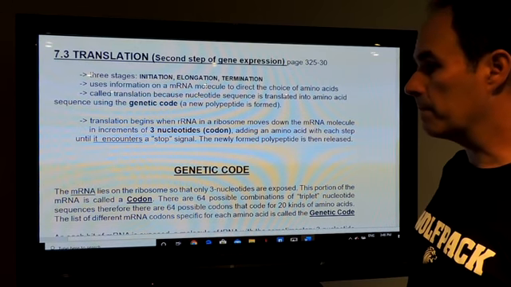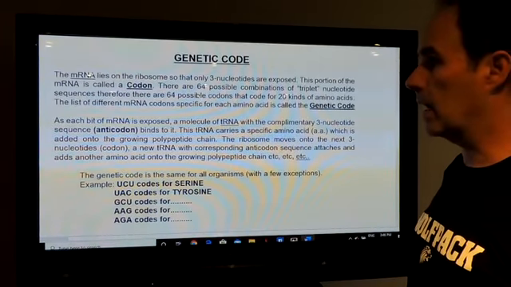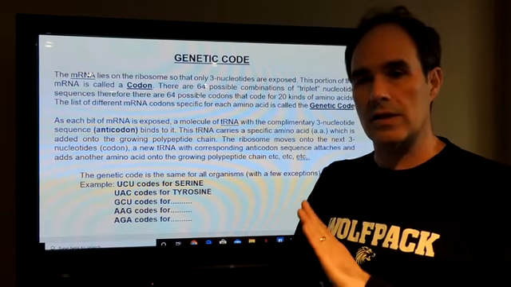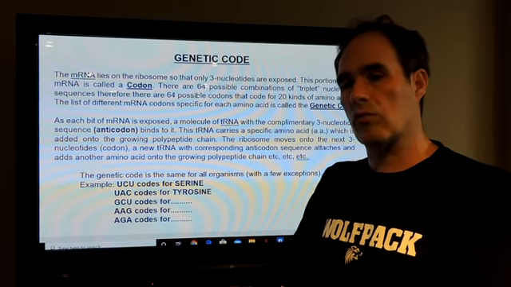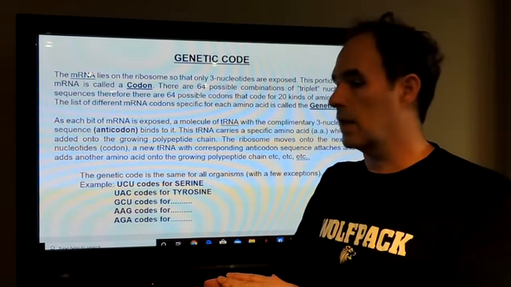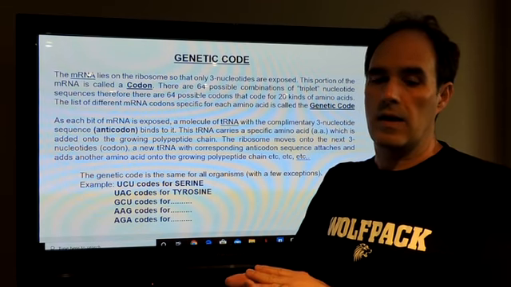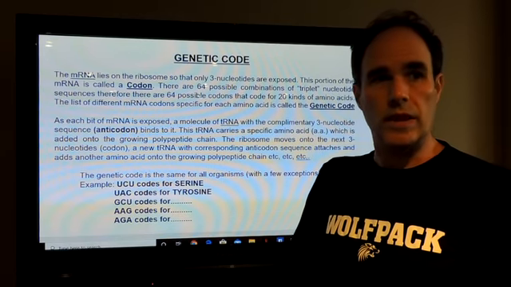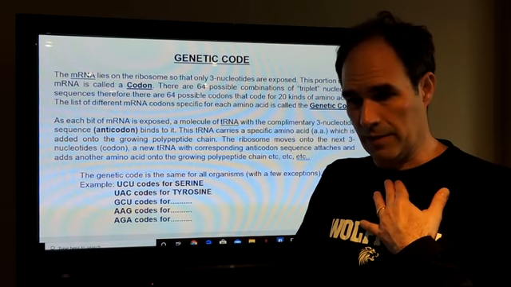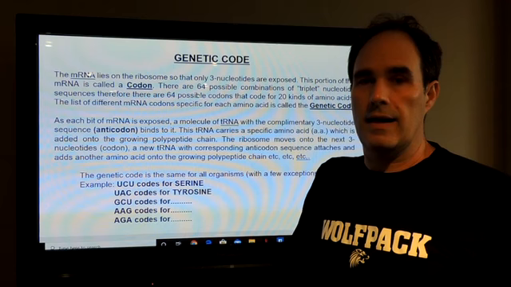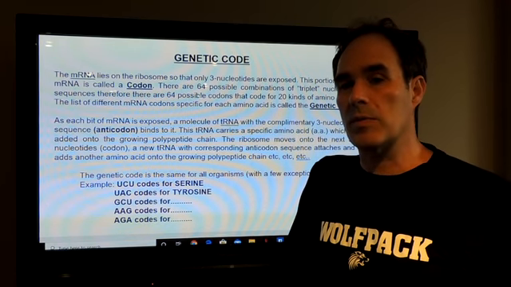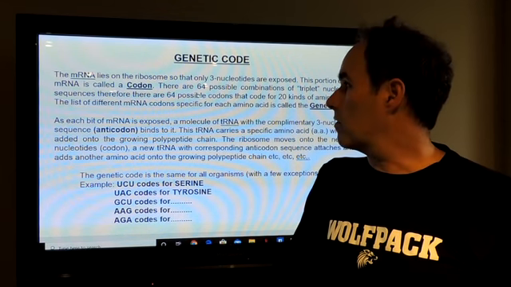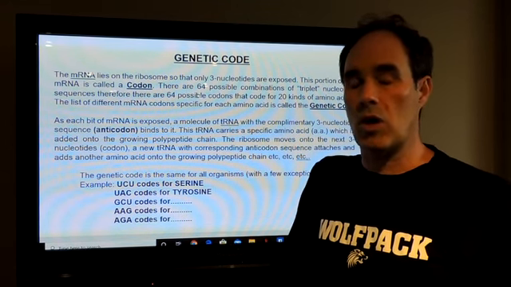So genetic code, I just told you that the mRNA rests on the ribosome so that 3 nucleotides are exposed. And those 3 nucleotides is called a codon. When you figure out how many possible combinations there are, you'll notice that there are 64 different possible combinations.